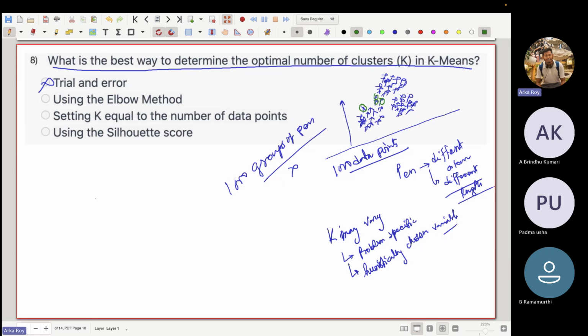That is incorrect. Setting k equal to the number of data points, so let's say you have 1,000 pens in the data set and you are trying to create a group using a single data point, that is incorrect because that is not practically rational. So therefore, this is the incorrect option. Now let us see the other options. Okay.